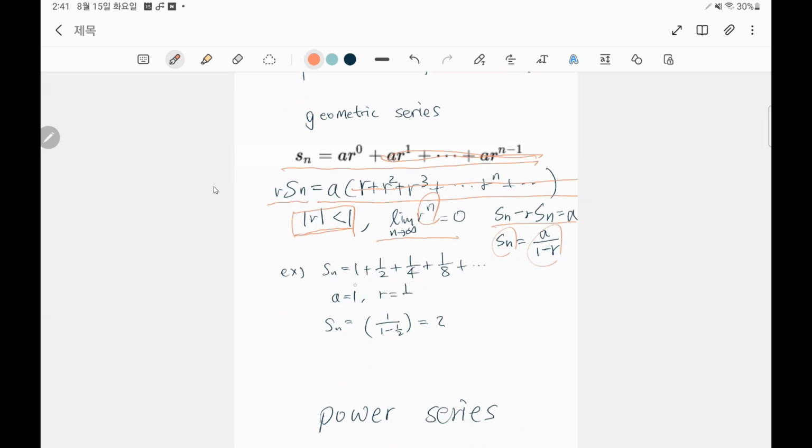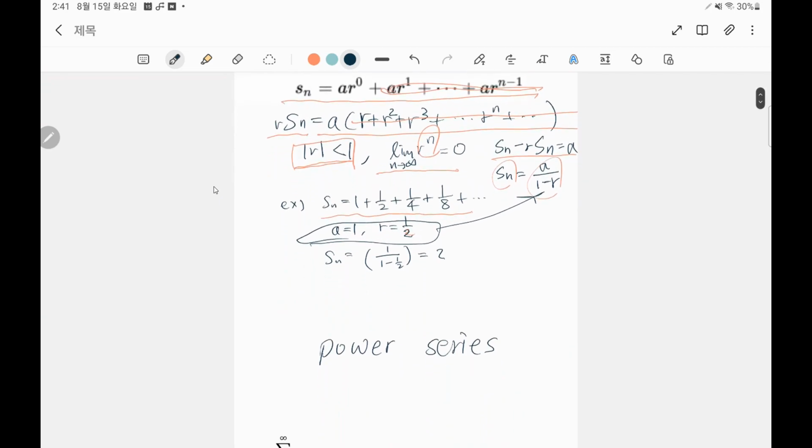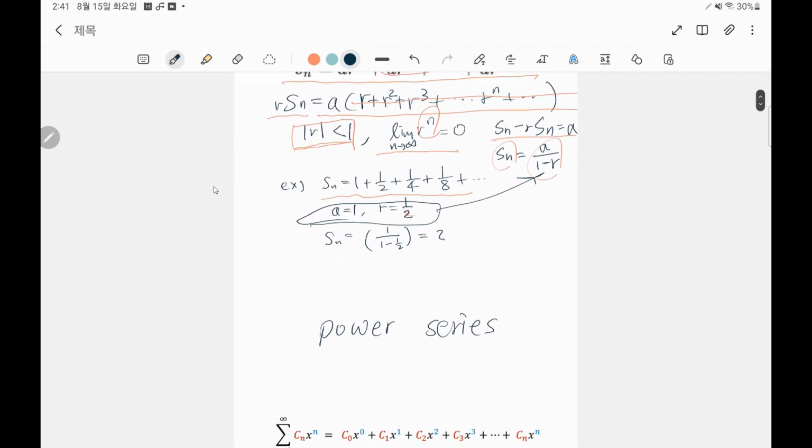So for example, if the geometric series is 1 plus 1 half, 1 quarter, plus 1 eighth, plus dot dot dot, and so on, the a here is 1 and r is 1 over 2, 1 half. So if you plug it into this equation here, you get Sn equals 2. So the condition in which the geometric series converges to a finite number is the absolute value of r is less than 1.